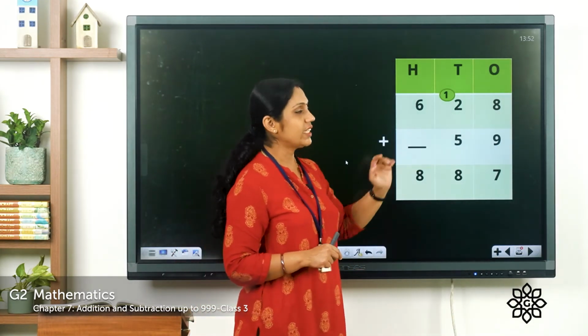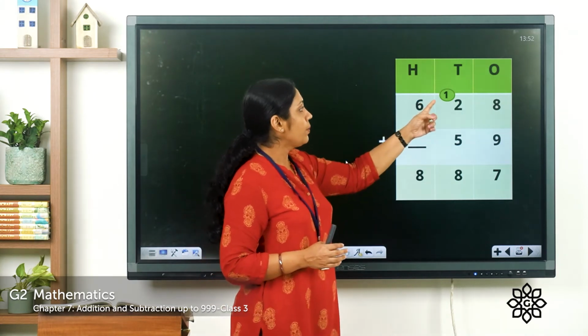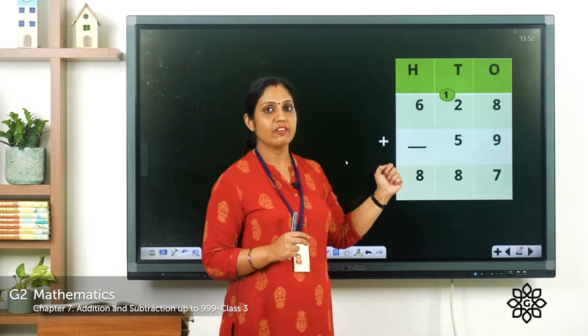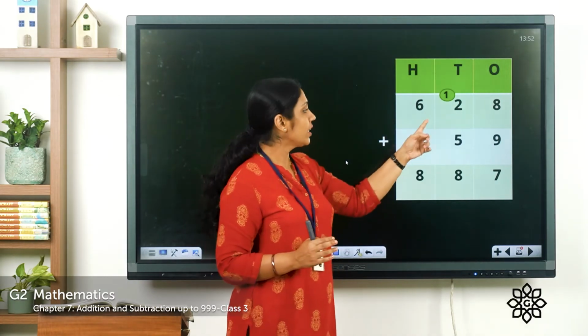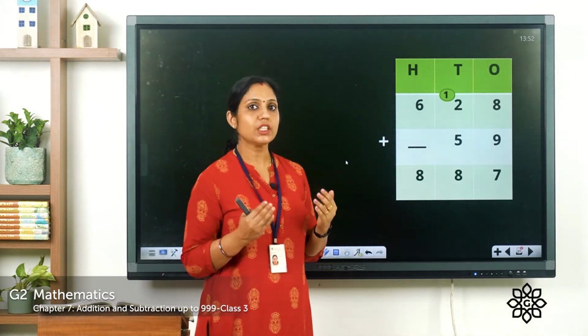Now let's move on to the tens place. We have 1 plus 2 plus 5 and the answer is given. Let's check whether it is correct or not. 1 plus 2 is 3. 3 plus 5 is 8. Now what we have to do?